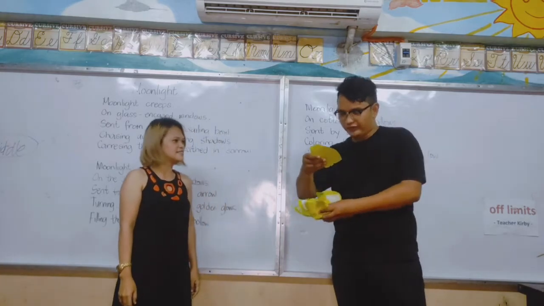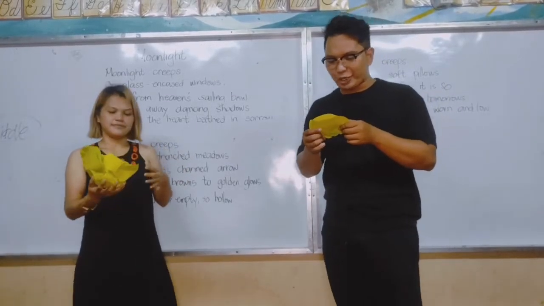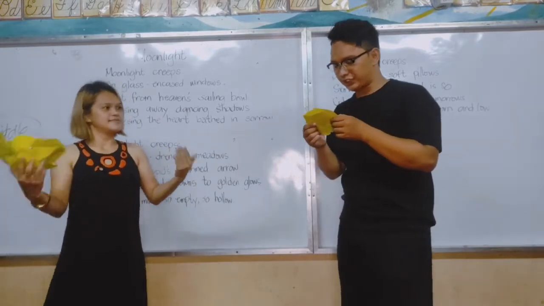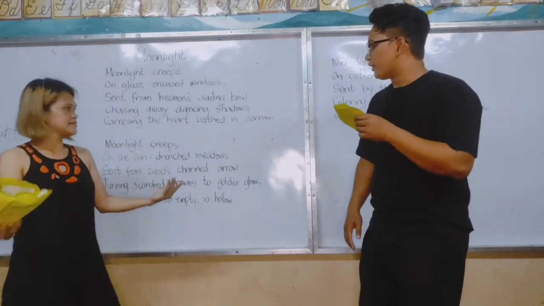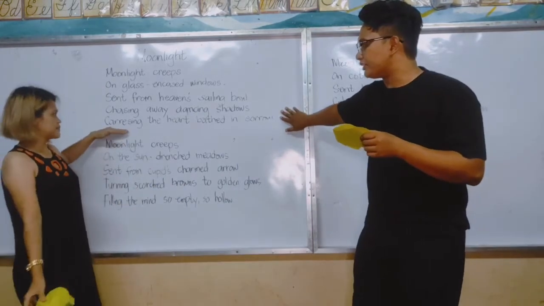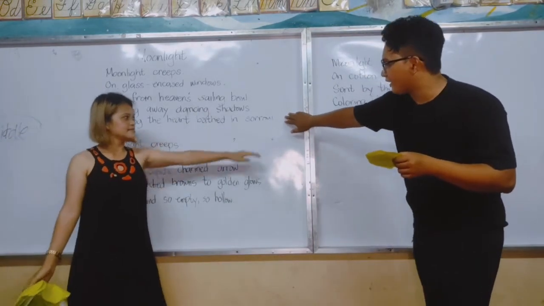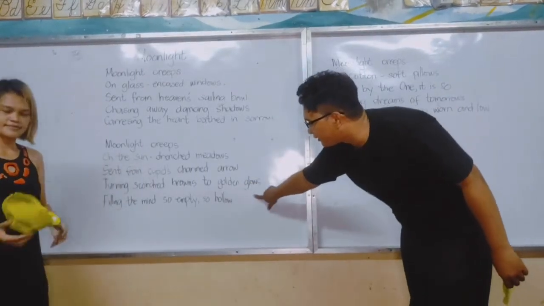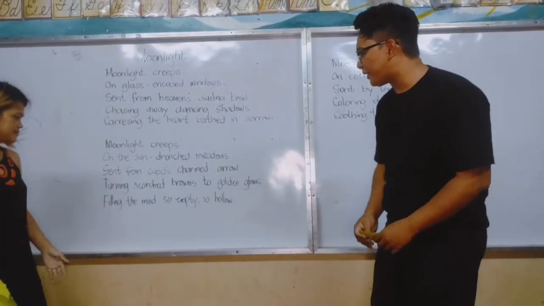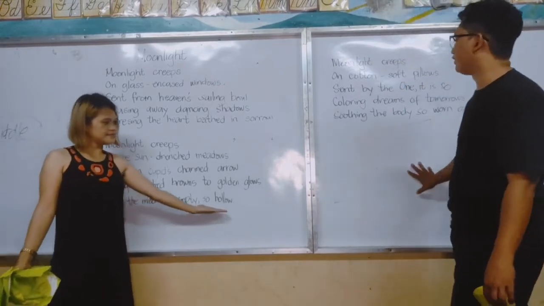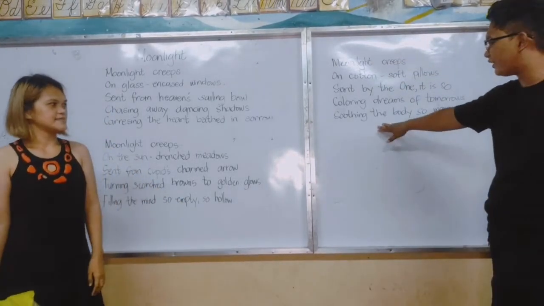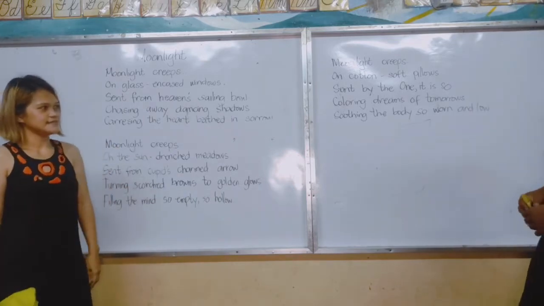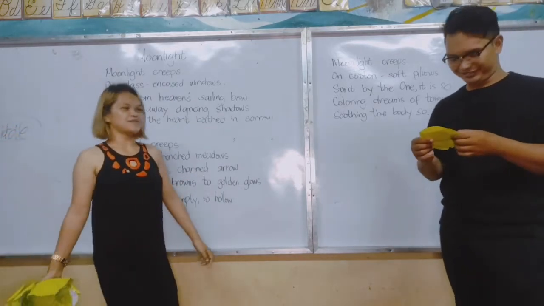So the question is, which lines tell how important moonlight is to a person? So we have line number 5, caressing the heartbeat in sorrow. Next is the 10th line, filling the mind so empty, so hollow. And lastly, we have line number 15, soothing the body so worn and low. Very good.